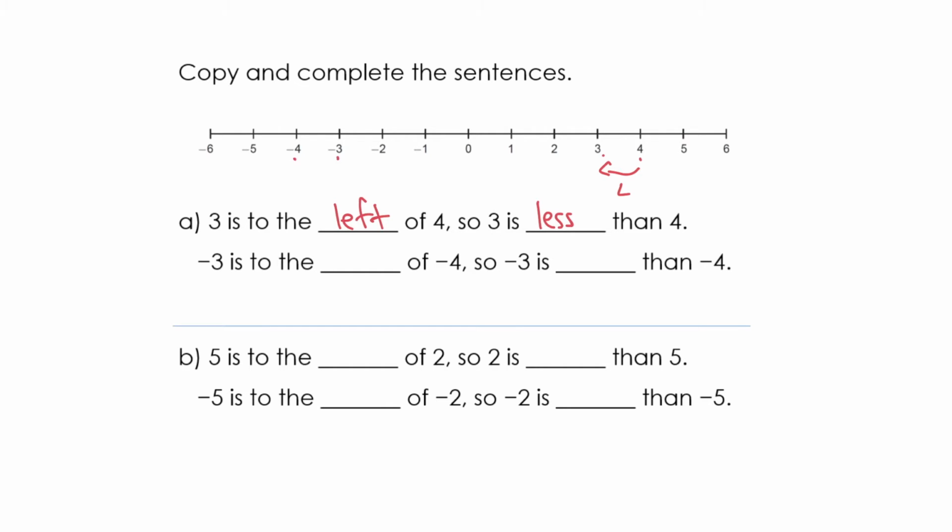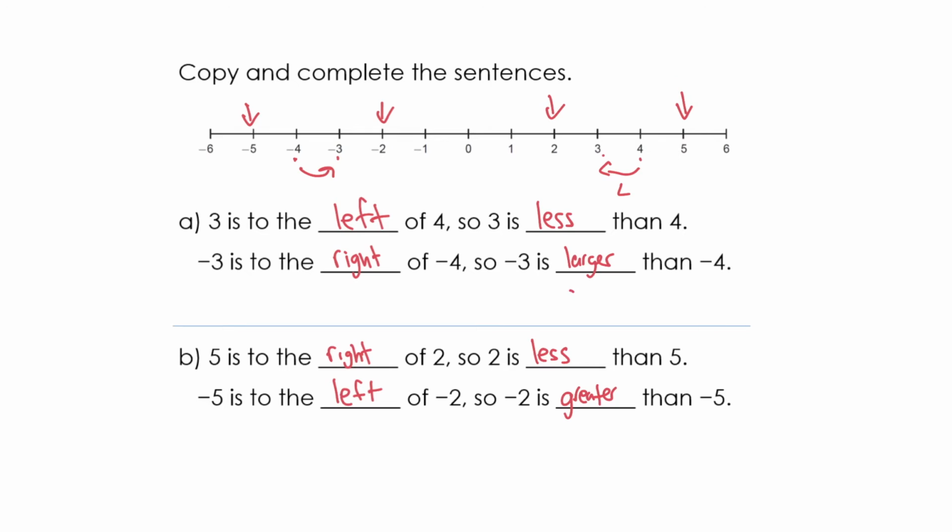Negative 3, and there's negative 4. Negative 3 is to the right of negative 4. So negative 3 is larger. Okay, because it's to the right. 5 is to the right of 2, because 5 is here, 2 is here. So 2 is less than 5. Right here is negative 5, and negative 2. Negative 5 is to the left of negative 2. Negative 2 is greater than.